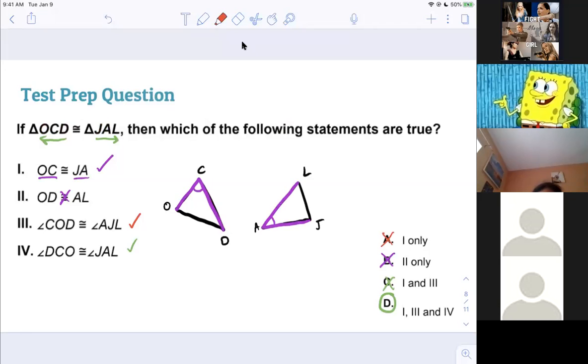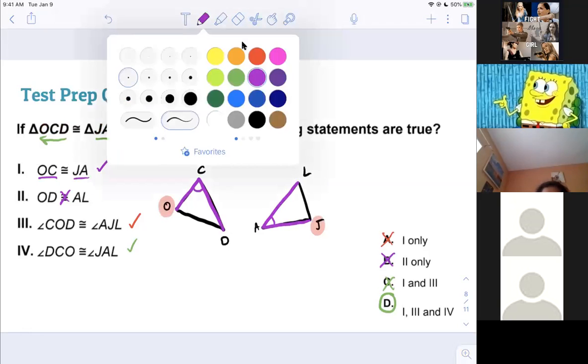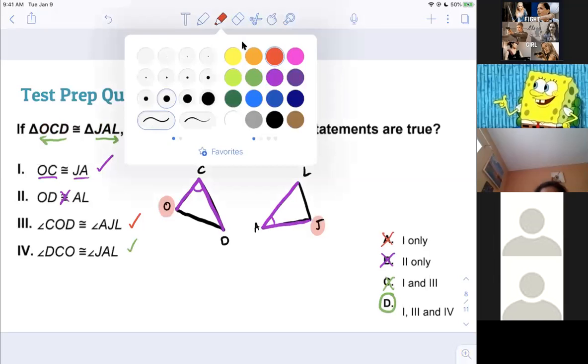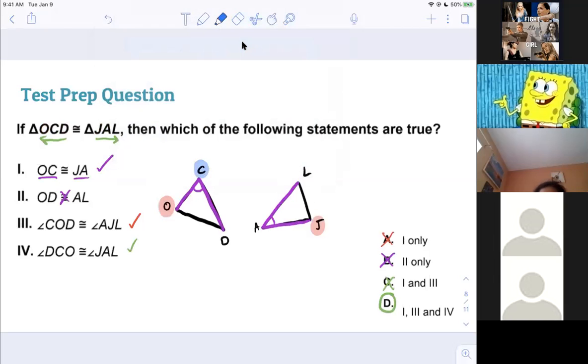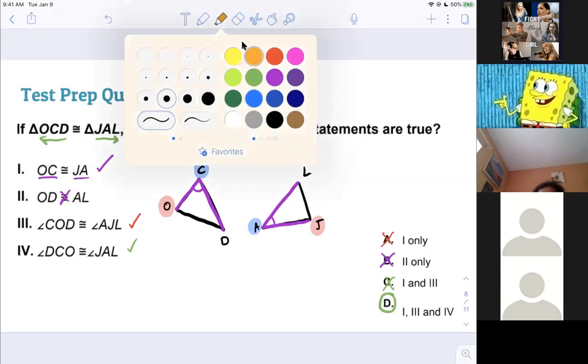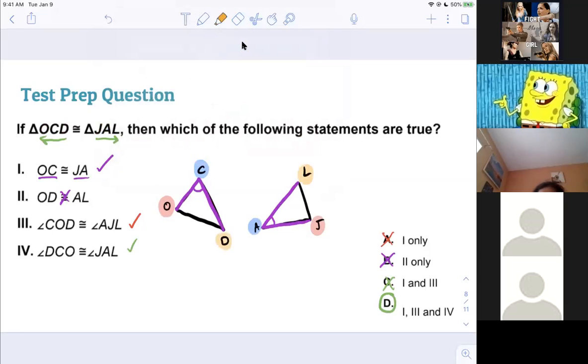So I know O corresponds to what? J. What does A correspond to? D. And C corresponds to L. And D corresponds to L.